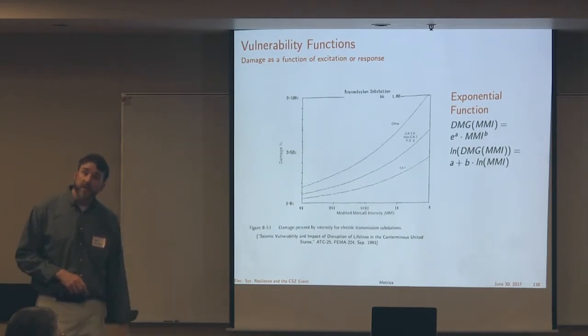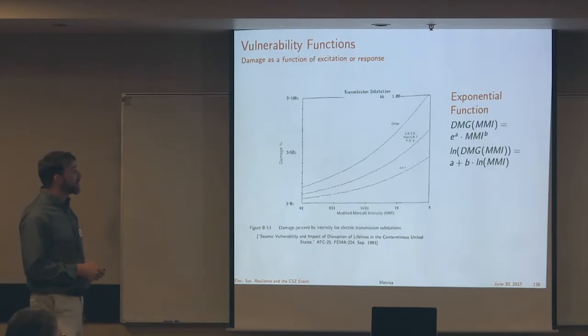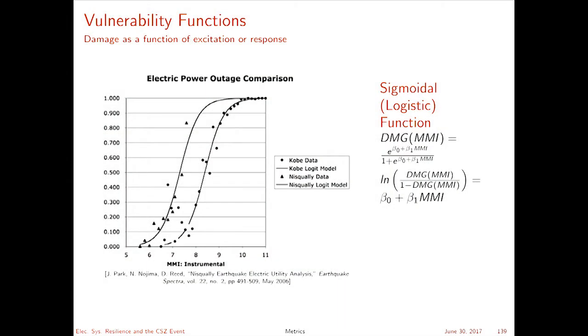That's another type of metric that we can use, and it's called a vulnerability function. This particular one is an exponential function shown here. So the amount of damage as a function of the MMI is an exponential function. Another example of a vulnerability function, and again, I'll put this paper up in the repository, a really, really good paper.